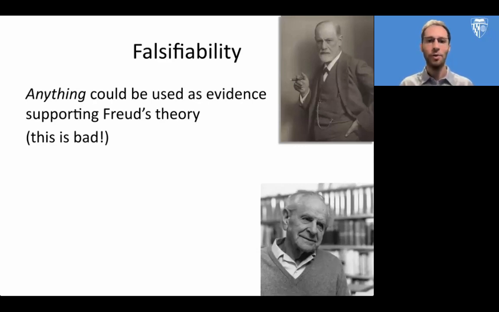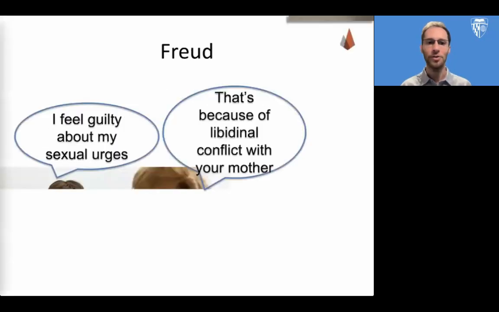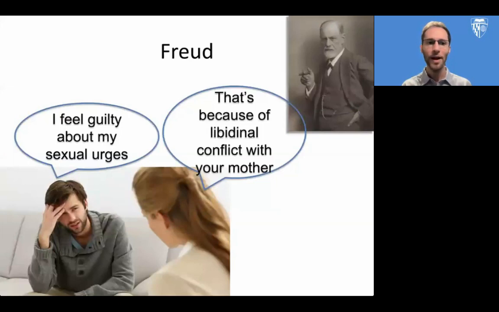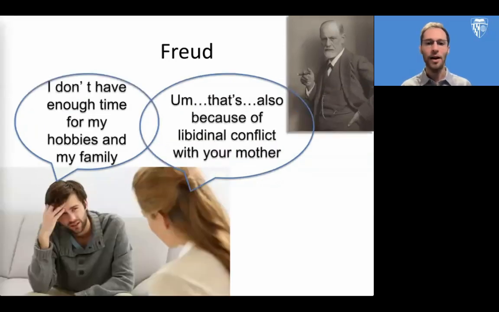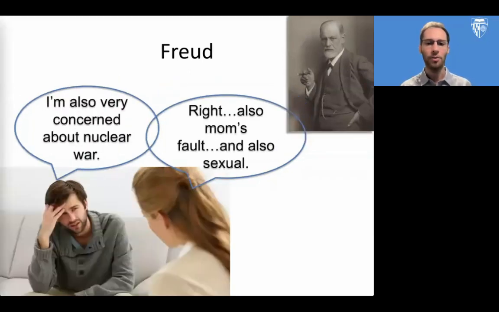I'm going to illustrate this with a fictional conversation between someone and their therapist. So imagine someone goes into a therapist's office, and he's talking about why he's distressed, and he says, "I feel guilty about my sexual urges." And the therapist explains, "Yeah, that's because of libidinal conflict with your mother." But then the person goes on to say, "I don't have enough time for my hobbies and my family." The therapist responds, "That's also because of libidinal conflict with your mother." And the person responds, "I'm also very concerned about nuclear war." Right. Also mom's fault, and also sexual.